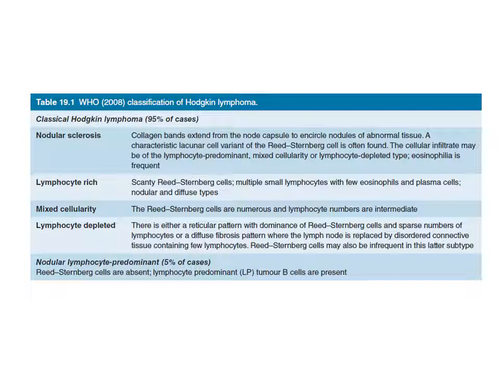Then lymphocyte rich: scanty Reed-Sternberg cells. When we do any histopathology, we do H&E staining for the lymph nodes, like we do for the histopathological procedures. So these nodes will show scanty Reed-Sternberg cells, multiple small lymphocytes with few eosinophils and plasma cells.